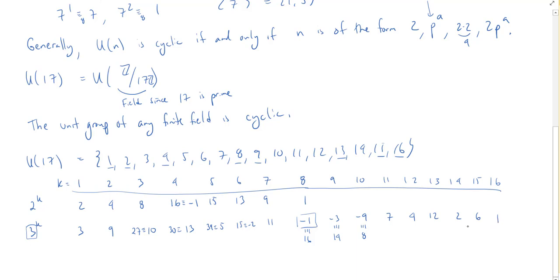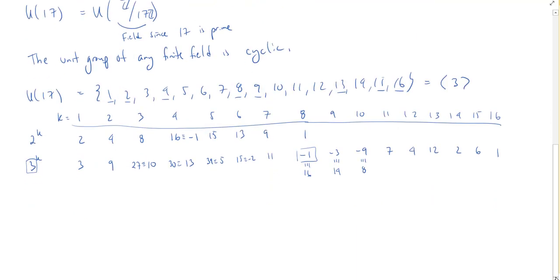And you can check manually, right? We've gotten every single element in U17. So this means that U17 is generated by 3. Now, this doesn't mean that 3 is the only generator. In fact, there's going to be more. But we have found a generator, and that's all we need to do to prove that U17 is cyclic.